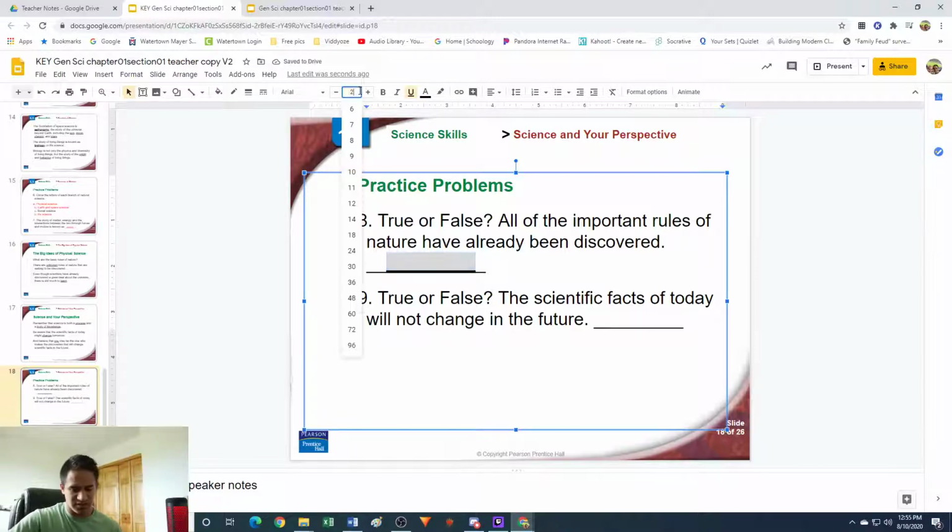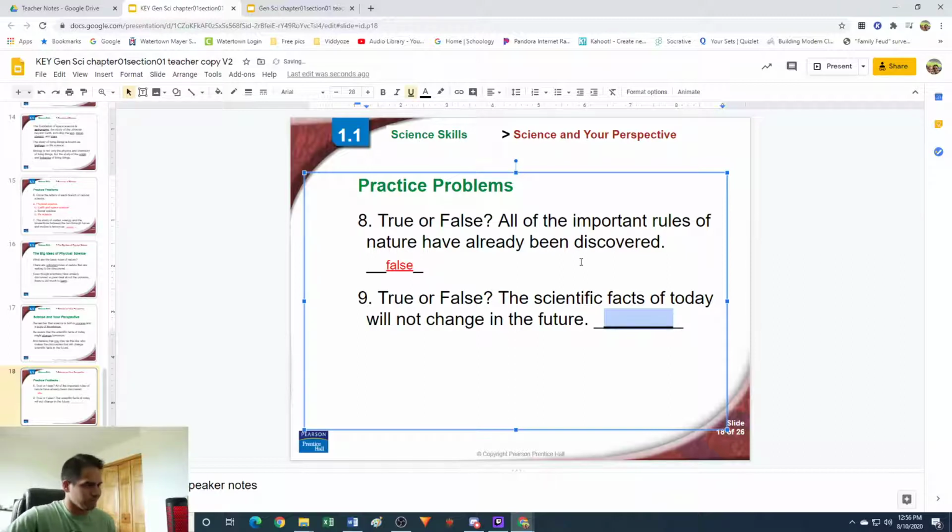We have not discovered every piece of information that we can possibly learn about the world and the universe. Otherwise, if we did, science wouldn't exist anymore. So that is false. And then lastly, number 9, true or false, the scientific facts of today will not change in the future. That would also be really, really nice.